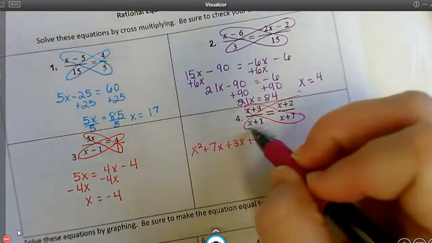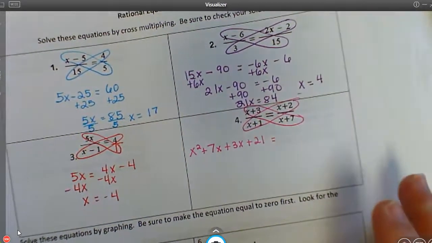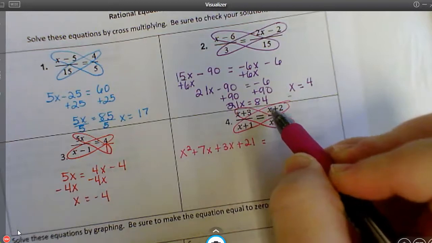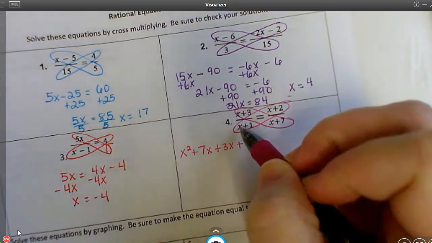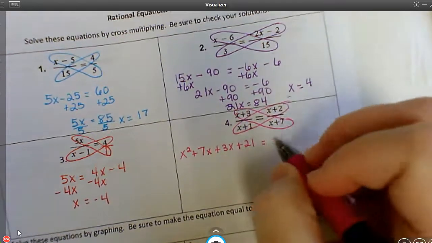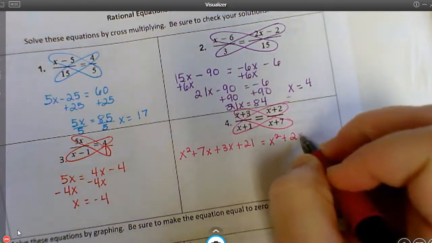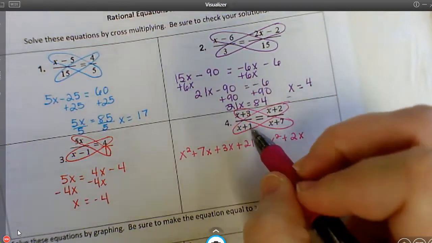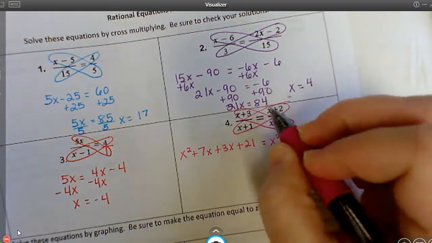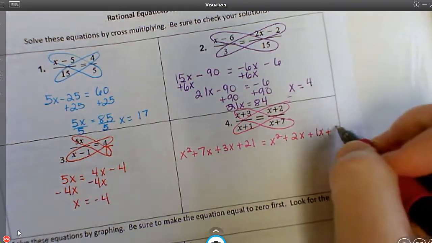Okay, then we're going to multiply the other side. So x has to be multiplied by, and it doesn't matter which one you start with, but if I just started with this one, I'm going to multiply x by x and then x by 2. So x squared plus 2x. Then I'm going to take the 1 and multiply by both things. So 1x, and then 1 times 2 is 2.